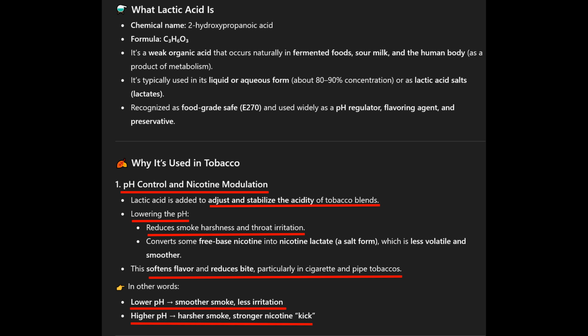First, pH control and nicotine modulation. It adjusts and stabilizes the acidity of tobacco blends. It's lowering the pH, reduces smoke harshness and throat irritation. Again, this is a very good thing. Softens flavor and reduces bite, particularly in cigarette and pipe tobaccos. In other words, lower pH, smoother smoke, less irritation. Higher pH, harsher smoke, stronger nicotine kick.